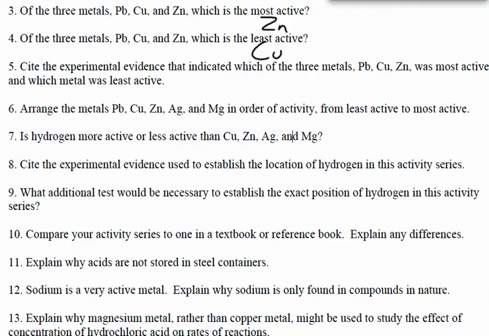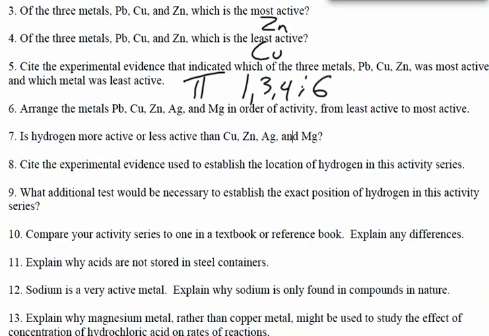Experimental evidence indicates which of the 3 metals is most active and which was least active. When you take a look at your test tubes, or in this case your well plates, you see that copper was more active than lead and silver, but hydrogen was more active than copper, and zinc was more active than hydrogen, so zinc is more active than copper, and zinc was also directly more active than lead. So you could do that using test tubes 1, 3, 4, and 6.